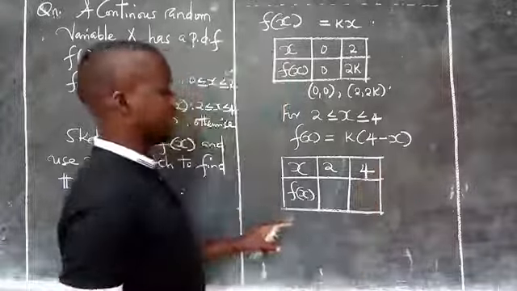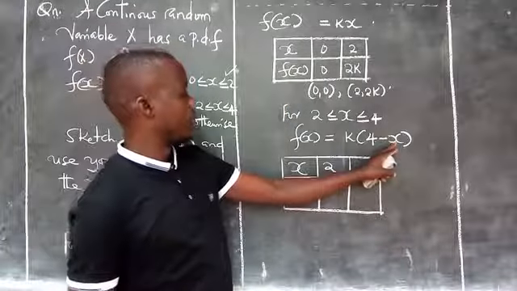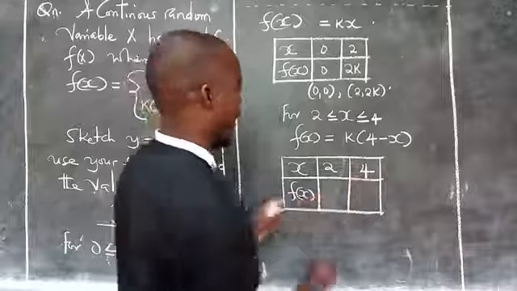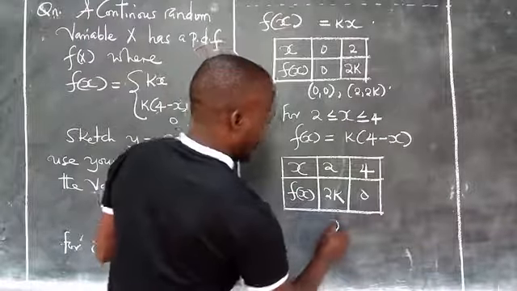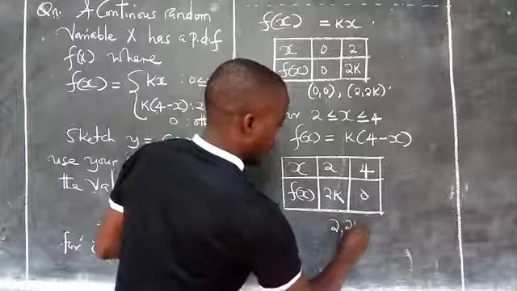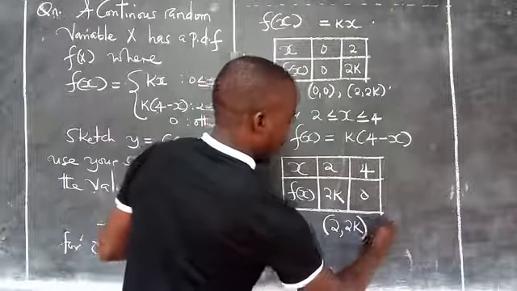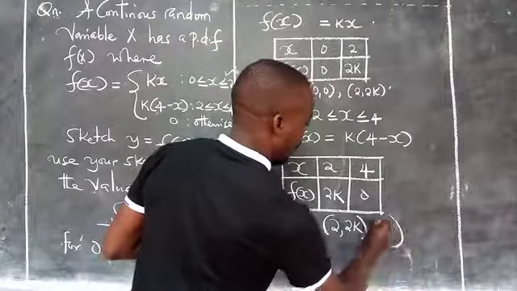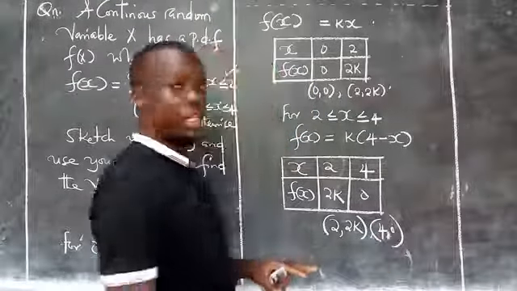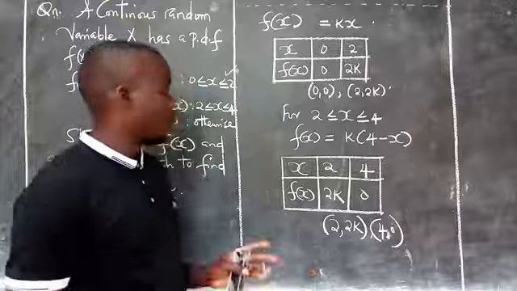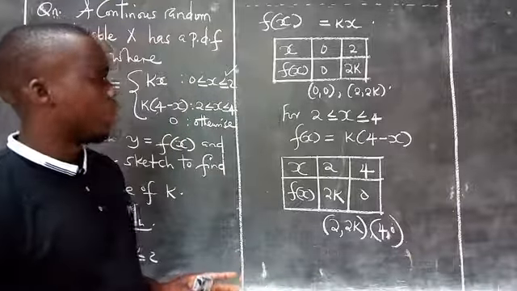When I substitute for 2 here, automatically I'm going to get 2k. When I substitute for 4, I will get 0. So the coordinates are going to be 2, 2k and 4, 0. Those are going to be our coordinates that we're now going to go to a graph and plot.